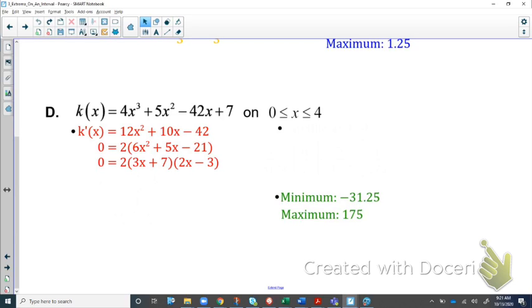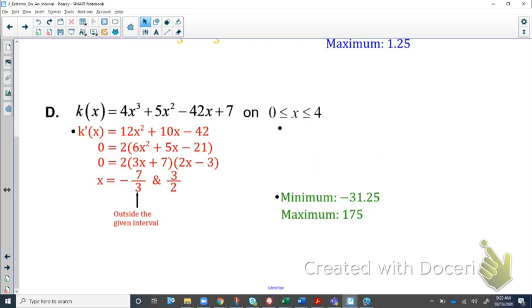Now again, the quadratic in the parentheses, that's 6x squared. If you have a difficult time factoring quadratics when a is greater than 1, just go to the quadratic formula if you need to. It's going to be quicker. So here I'm going to have solutions of negative 7 over 3 for the derivative and a positive 3 over 2. Now here's the thing, the negative 7 over 3 is not going to be inside of the defined closed interval.